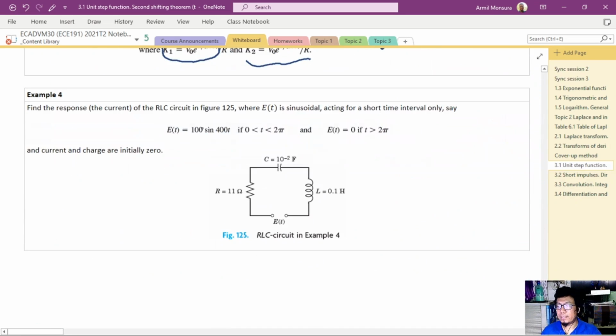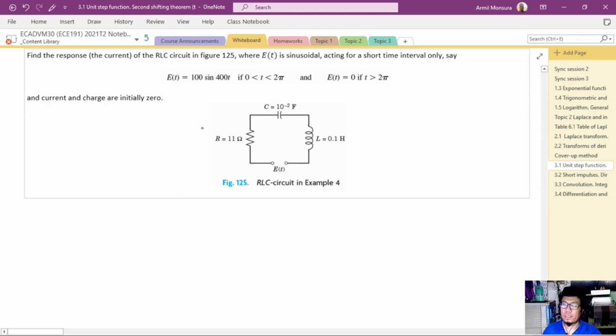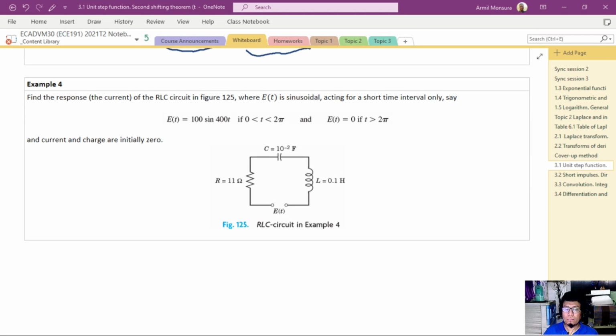Now finally, let's have example 4. For example 4, we have the following: find the response, or the current basically, of the RLC circuit in figure 1 to 5. By the way, this response depends on what is being asked. In this case, the response refers to the current, but response may also refer to, for example, the capacitor voltage, the resistor voltage, or the inductor voltage.